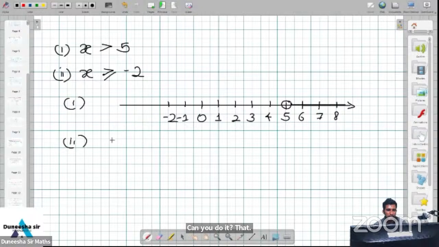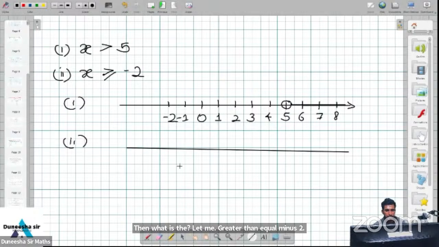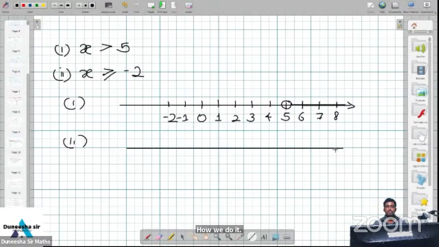Then what is this? x greater than or equal to minus 2. How do we do it? What are the values greater than or equal to minus 2?